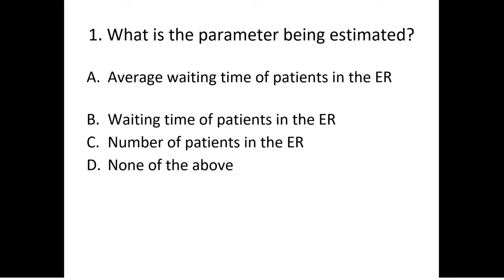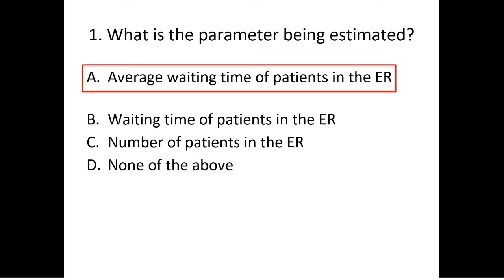Now, these are your four choices, and of course the answer would be A, average waiting time of patients in the ER. Remember, when you're asked what is the parameter being estimated, the parameter that should be estimated should be in that statement in the first place. So whether it is in an average or a mean or a proportion, it should be in that statement. Answering letter B would be, of course, an error since that does not have any parameter at all. Number of patients in the ER refers to the wrong variable. And, of course, D is not viable because we have an answer, which is A.